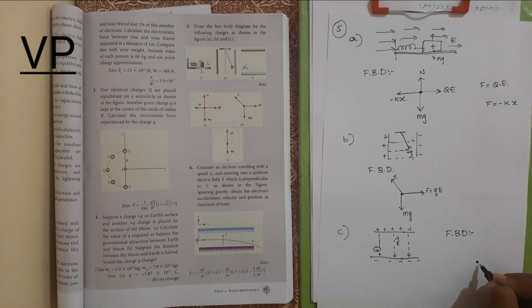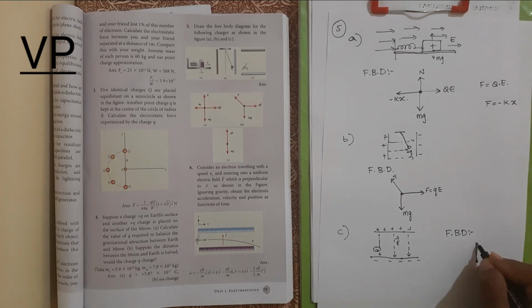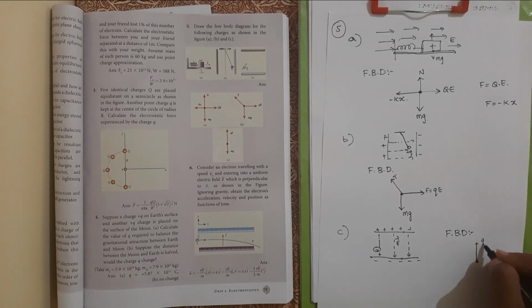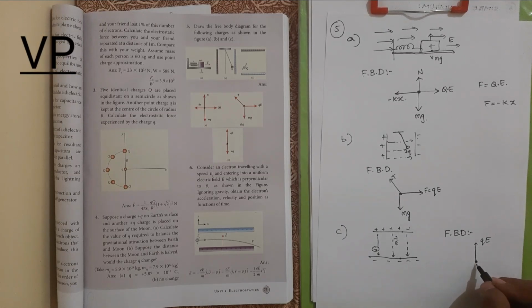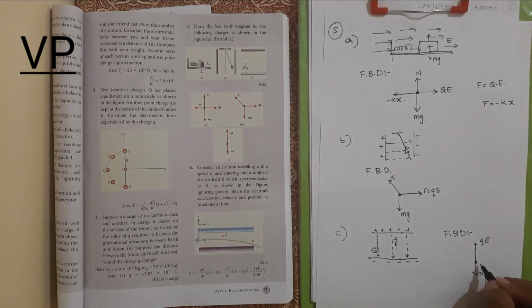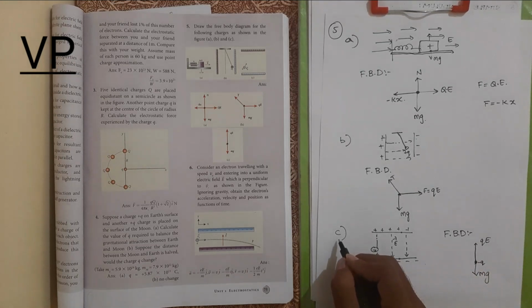Here is the minus q charge. It travels in the opposite direction of the electric field. So the electric field is in this direction. It travels in the opposite direction and experiences a force qE, that is F is equal to qE, and it also experiences the gravitational force in the downward direction, that is mg. So this is the minus q charge. So this is the free body diagram for the third question.